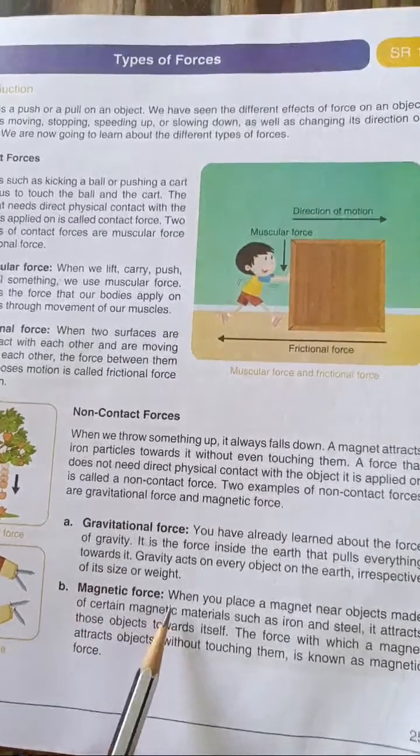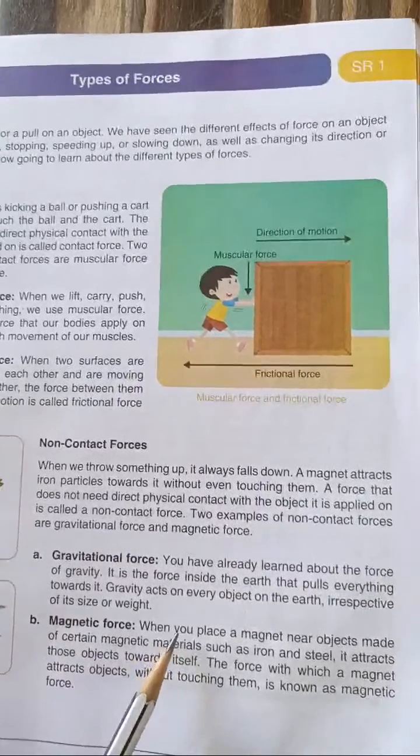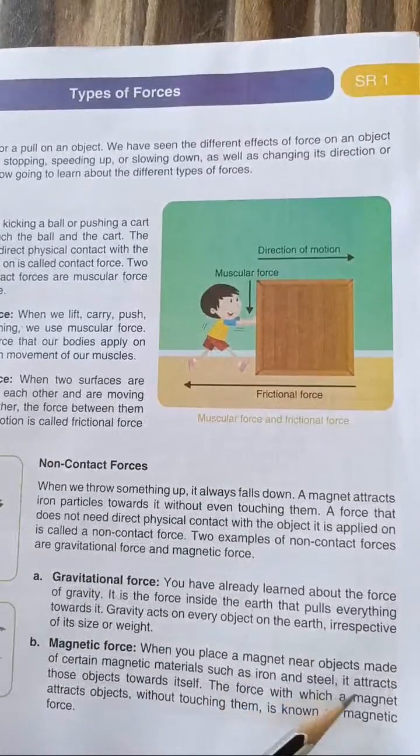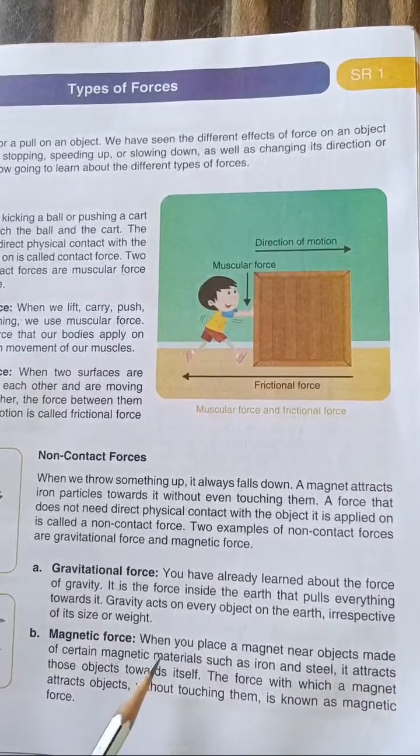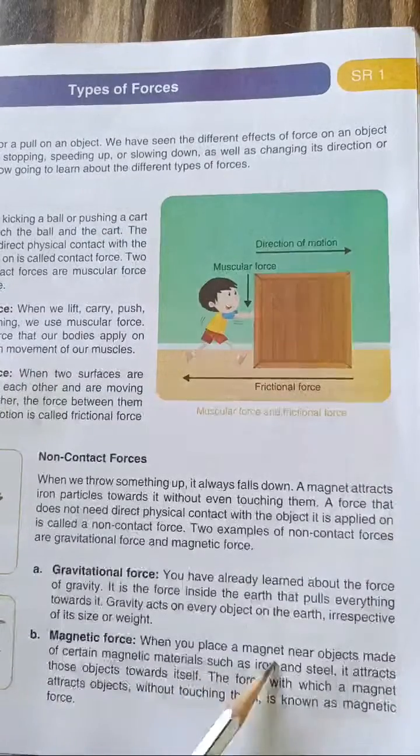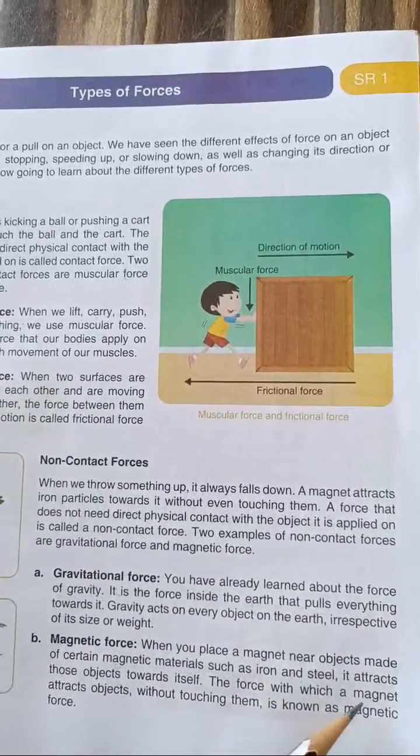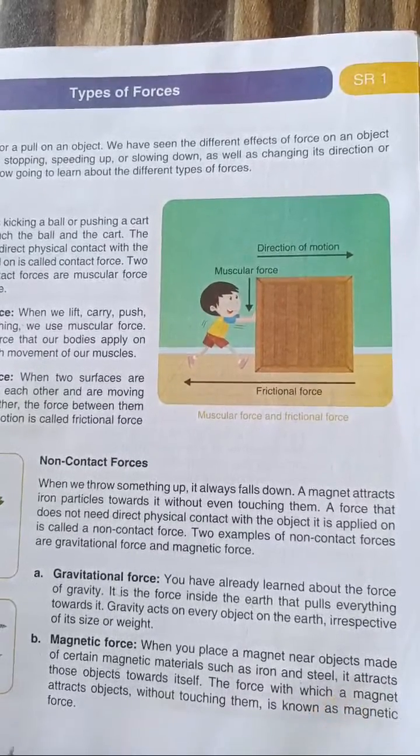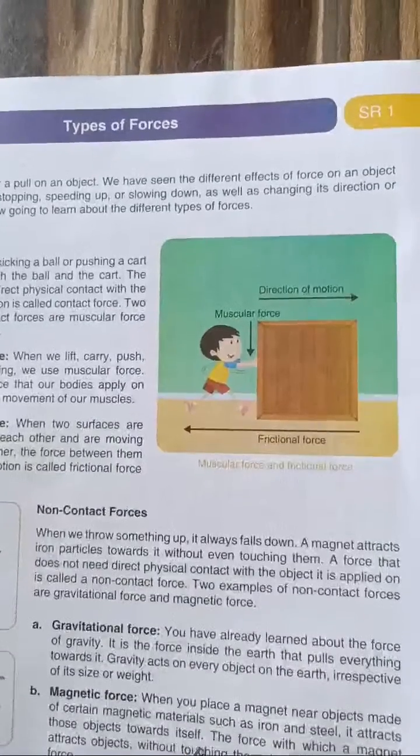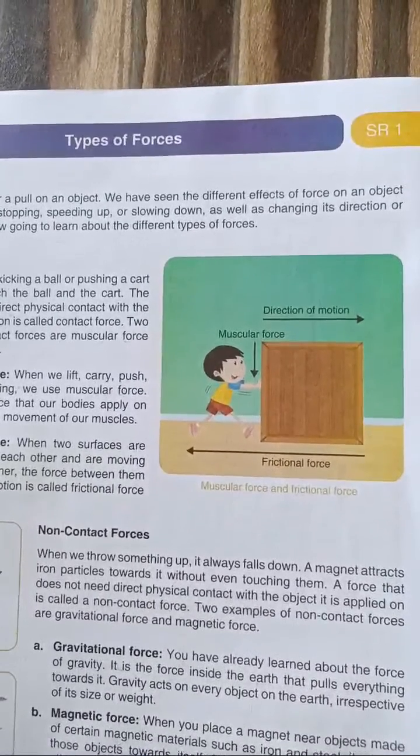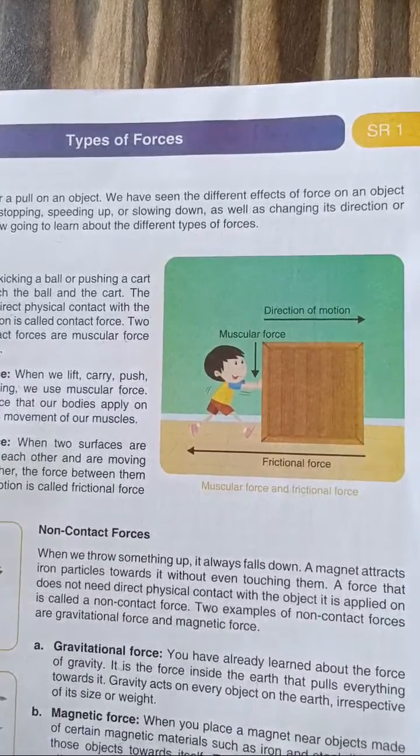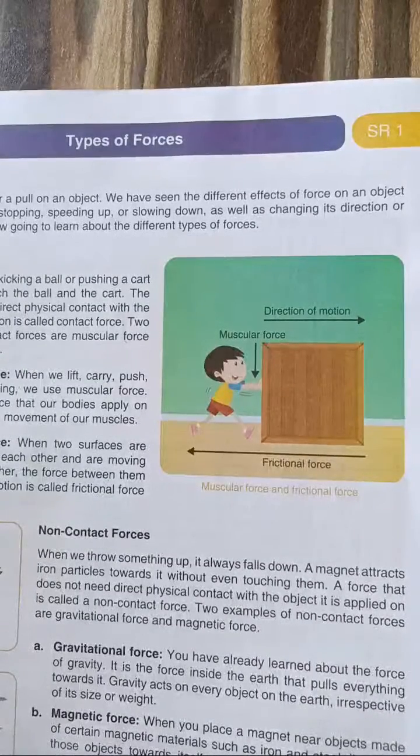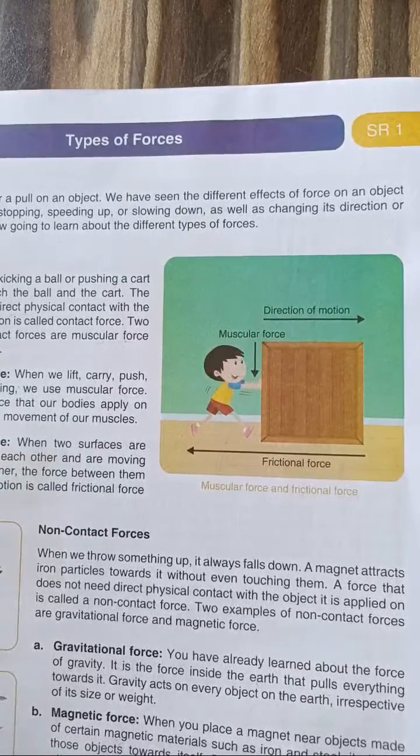Magnetic force. When you place a magnet near an object made up of certain magnetic materials such as iron and steel, it attracts those objects towards itself. The force with which a magnet attracts objects without touching them is known as magnetic force.